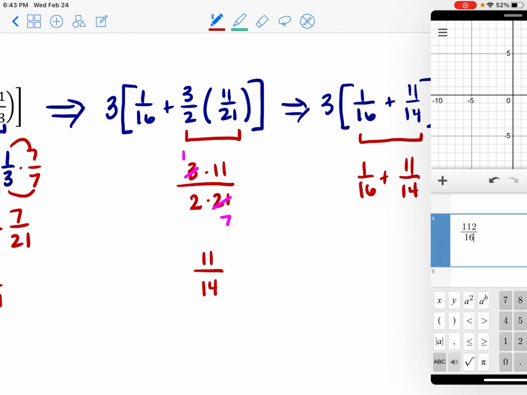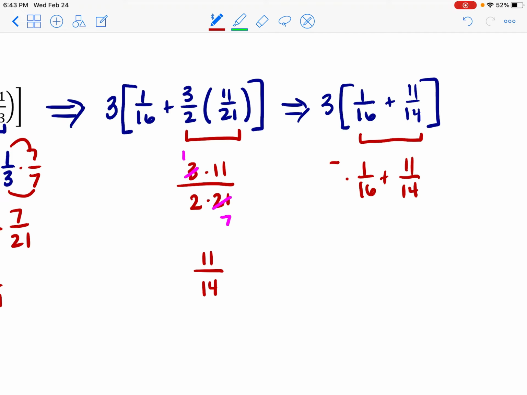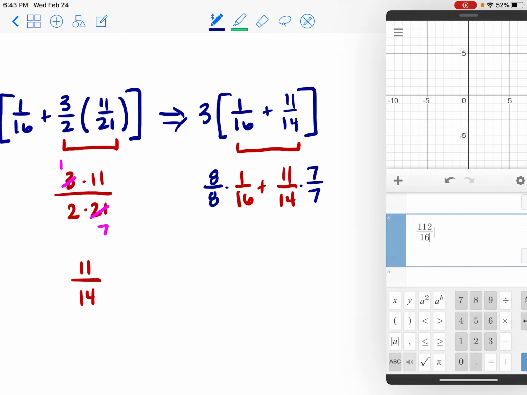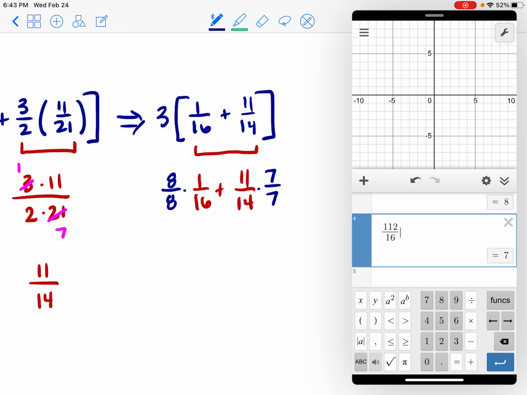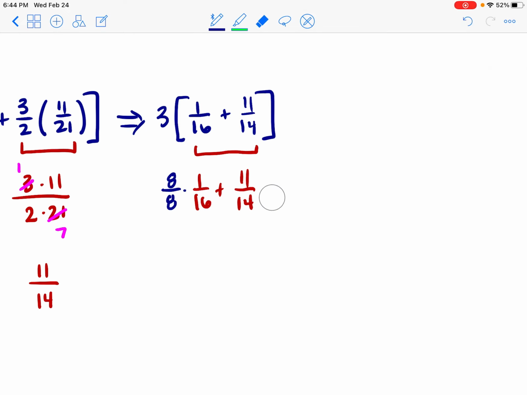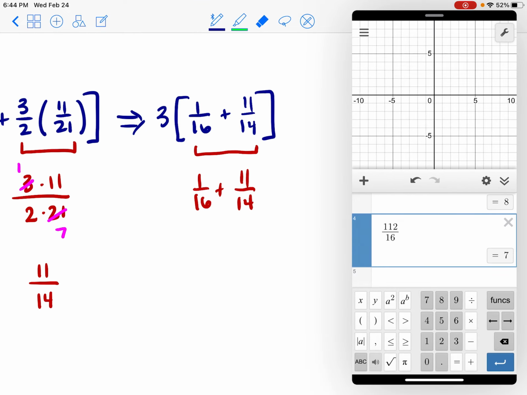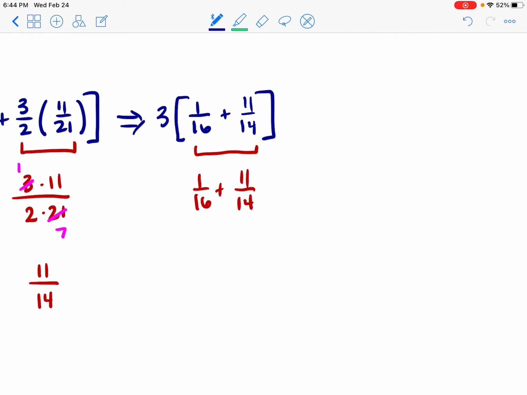So multiplying by 7 and by 8. Let me change colors. If I multiply by 8 over 8 here, and multiply by 7 over 7 here, then I'm going to end up with... Oh, I think I multiplied the wrong one. Yeah, I mixed these up. Sorry, guys. So here, 16 goes in 112 7 times. So I want to multiply by 7 over 7 on this one, and then 8 over 8 on this one.